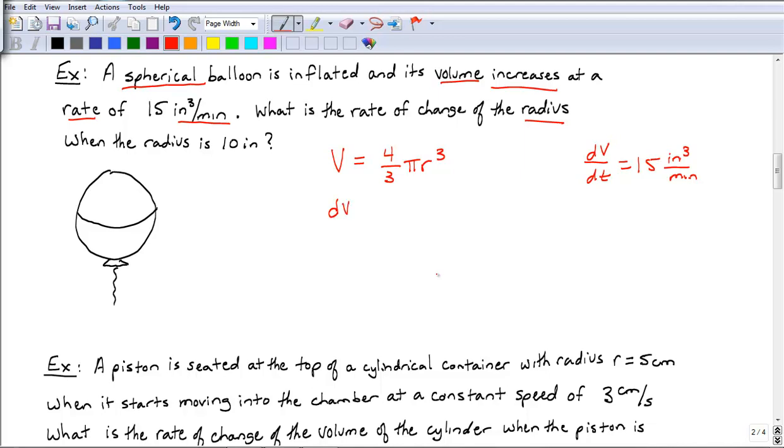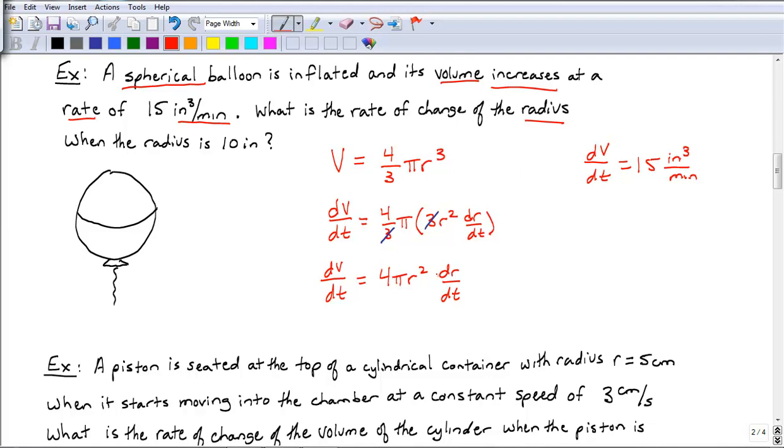The derivative of v is 1, dv dt. 4/3 pi is a constant. The derivative of r cubed is 3r squared dr dt. Remember, these are not the letter t that we're taking the derivative of, so we have to do it implicitly. Well, if you'll notice, these 3's will cancel, and I get dv over dt is 4 pi r squared dr dt.